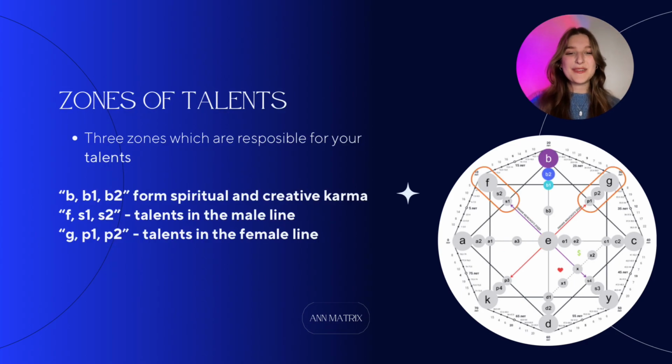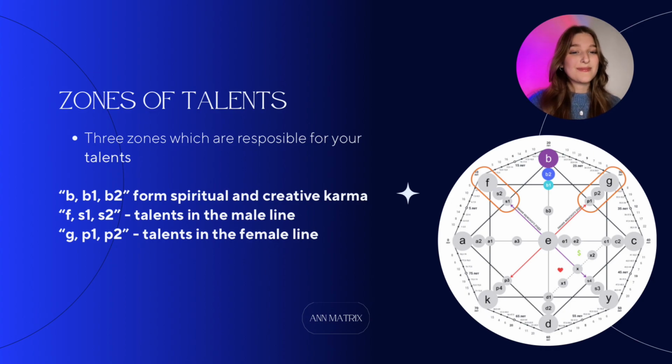Now we are moving to the next 3 zones, which are responsible for your talents. The 3 upper energies, B, B1, B2, form spiritual and creative karma. At point B, there is a talent from higher powers. Point B1 is a talent of self-expression, and point B2 is responsible for skills and abilities that we have inherited from previous incarnations.